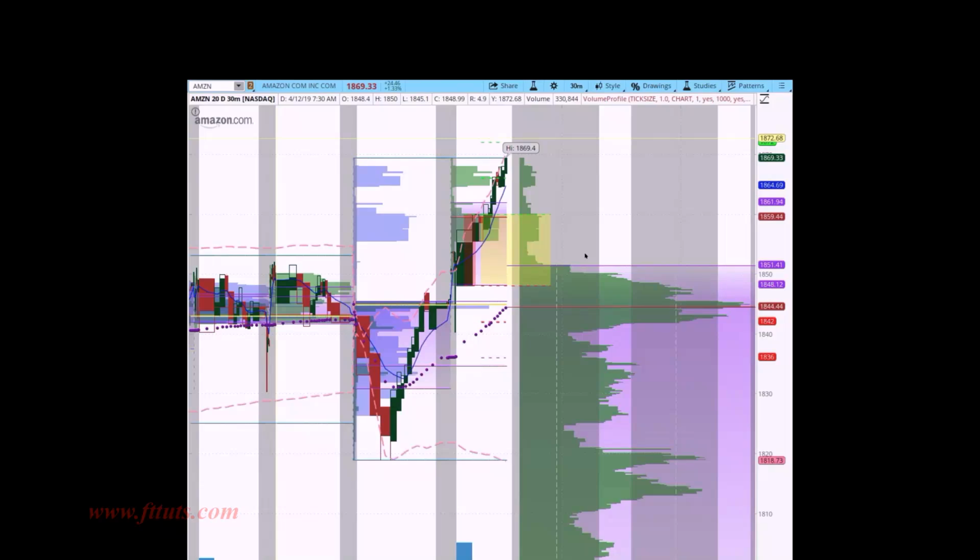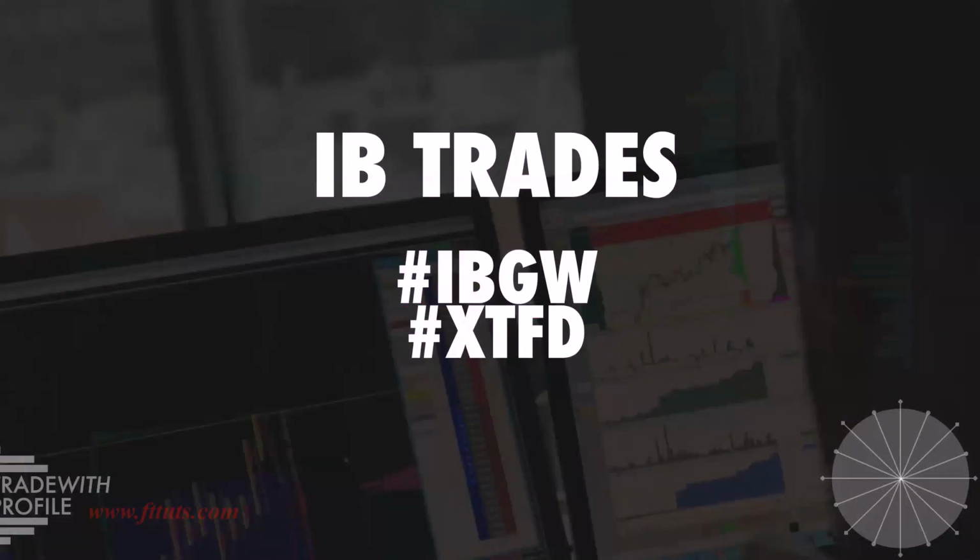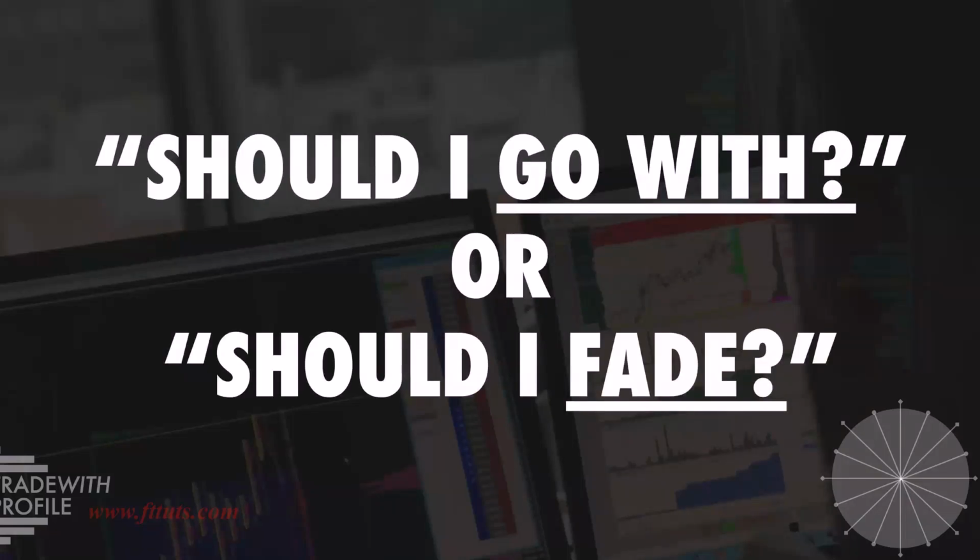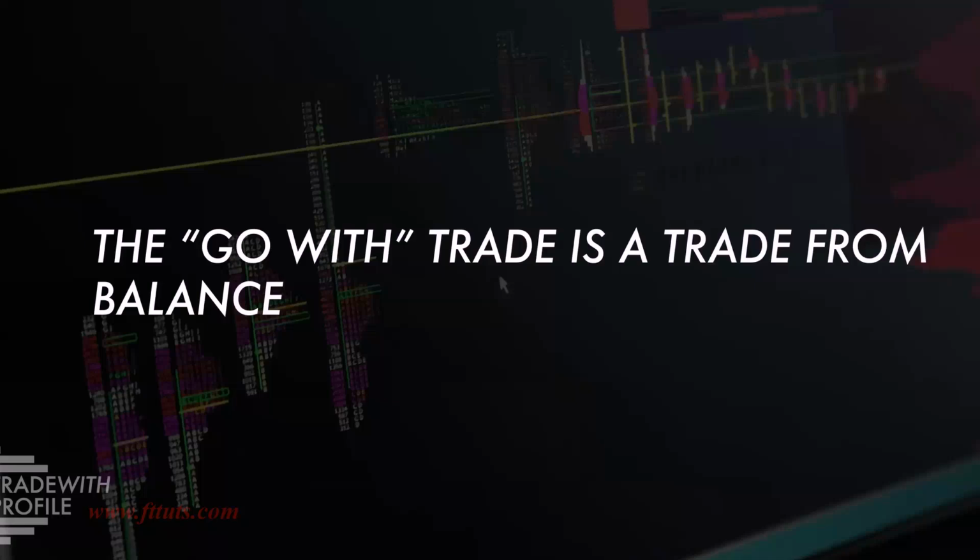So that's how we think about balance. Now, how does this pertain to our IB trades, if our IB go with or extension fade? Because remember, the two questions are, should I go with the auction in front of me? Should I fade it? Well, hopefully by now you've realized that a go with trade is a trade from balance. I'm going with, I'm looking for this thing to break free.